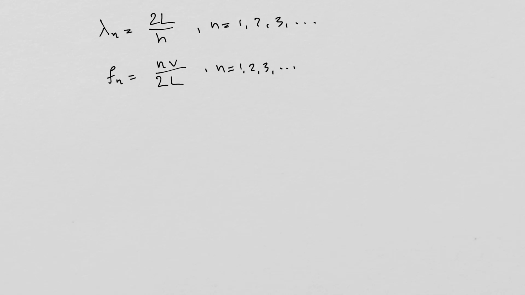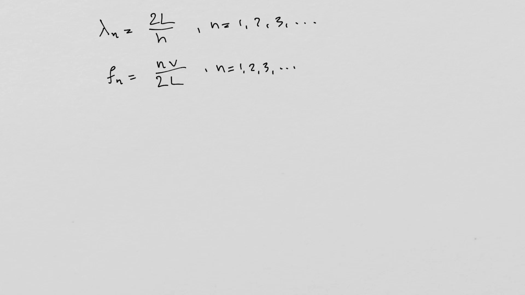For the frequencies of the harmonics, I get that Fn is equal to n times v divided by 2 times L. So v is the speed of the wave in the string, L is the length of the string, and n is 1, 2, 3, and so on. For the first harmonic, n is equal to 1. For the second harmonic, n is equal to 2. For the third harmonic, n is equal to 3, and so on.